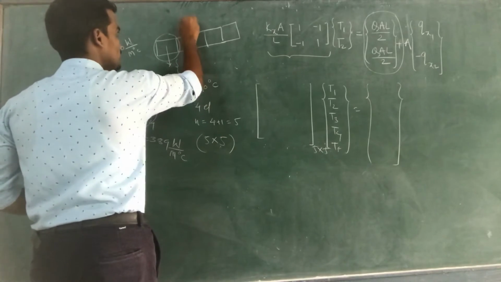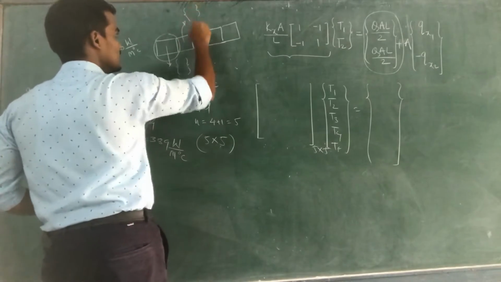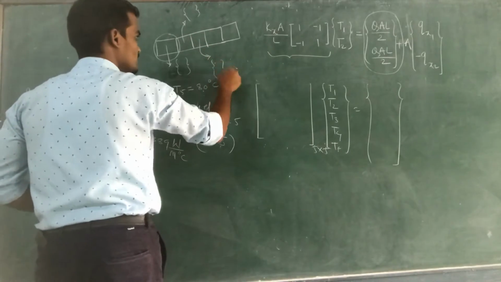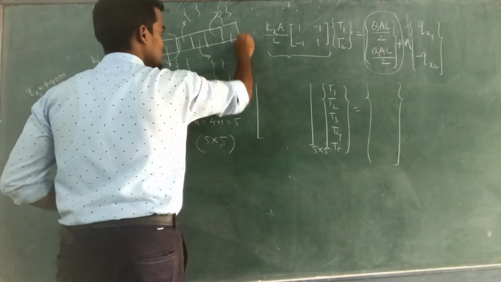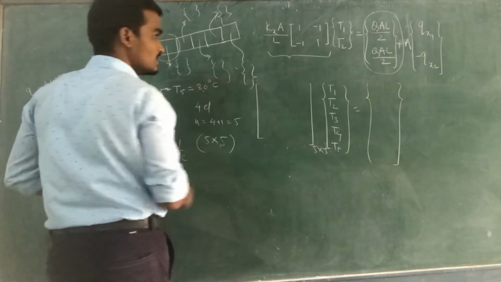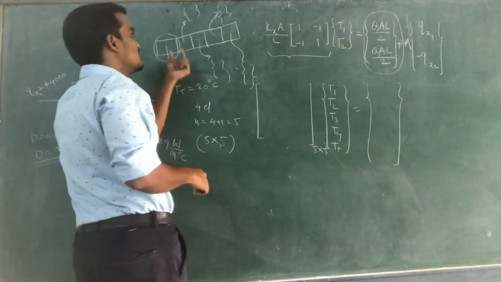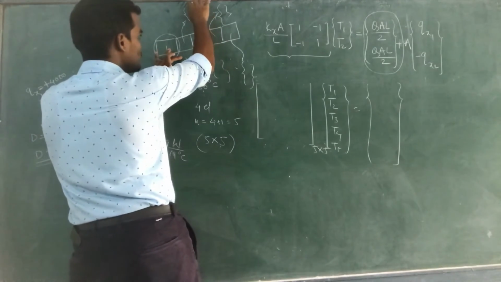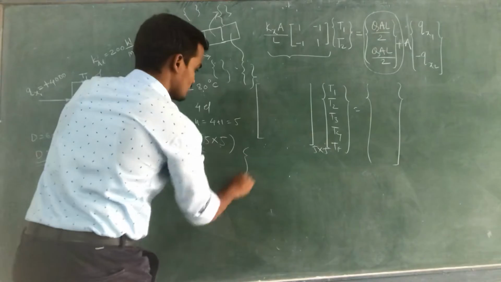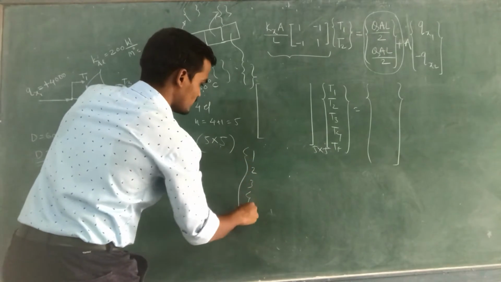Then we need to find out the load vector for this second element, then for this third element, then for this fourth element, and then for this fifth element. And then we need to globally add these elements. It means what? This first 2 values plus these 2 values plus this. It means 1, 2, 3, 4, 5.